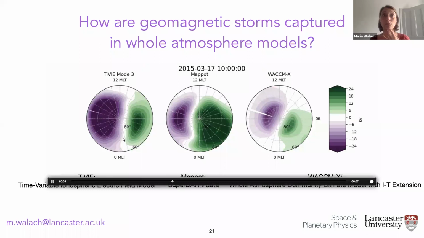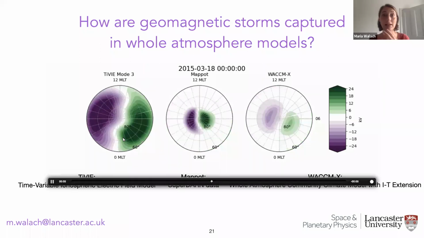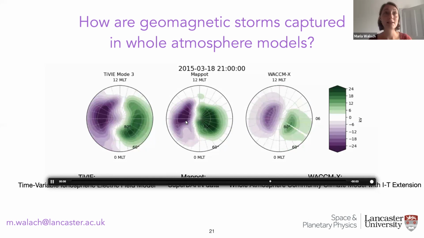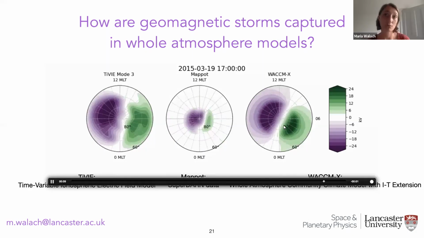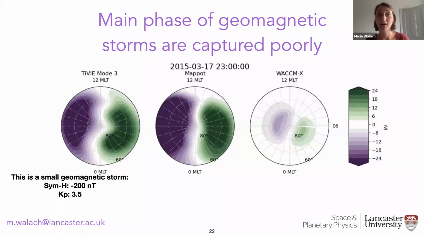And what you notice is that our potential becomes strong. And it turns out that the models are based on solar wind conditions, in the sense that they capture the solar wind conditions, but not necessarily storms. And that's something that we're trying to address. So the bottom line here is that the main phase of geomagnetic storms is captured poorly, showing you a snapshot.